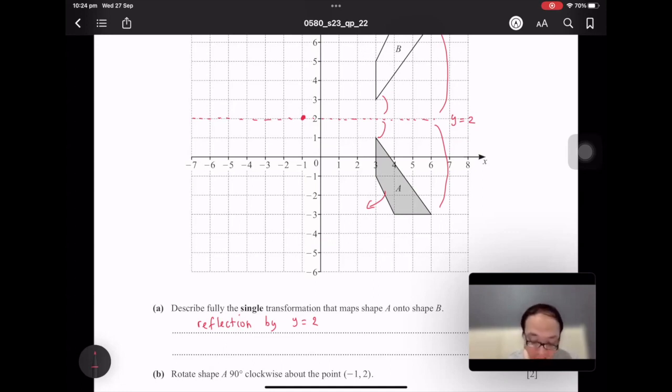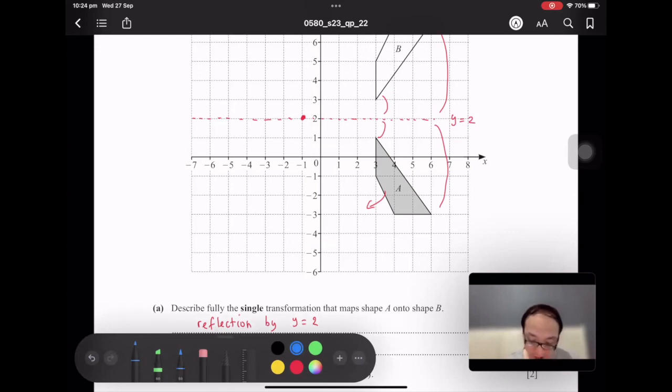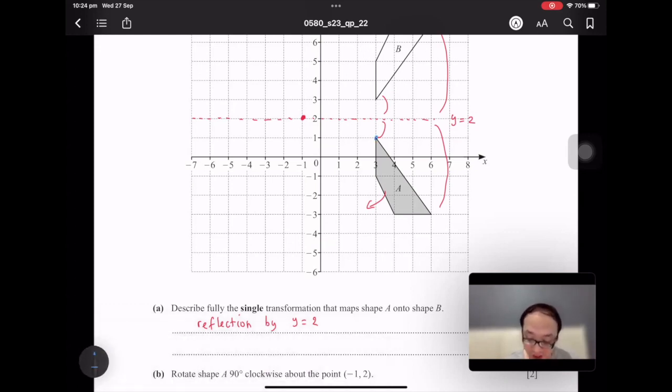From the center of rotation to this point, it moves 1, 2, 3, 4 to the right and 1 down. When you rotate it clockwise 90 degrees, the 4 steps to the right become 4 steps downward, and then the 1 step downward becomes 1 step to the left. So this will be the coordinate of this.